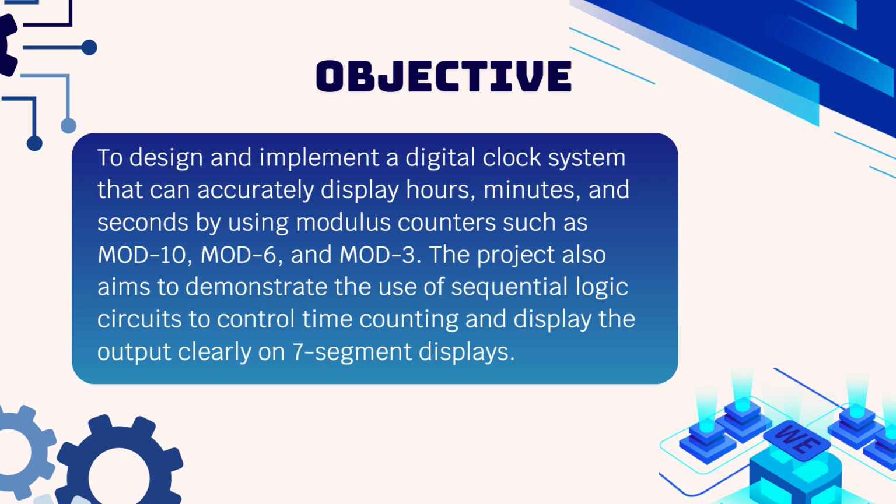Objective, as we can see here, is to design and implement a digital clock system that can accurately display hours, minutes and seconds by using modulus counters, such as modulus 10. It will count from 0 to 9 and reset. Modulus 6, same, from 0 to 5 and then reset. And lastly, modulus 3, 0 to 2 and reset, often used for the hours tens digit in a 24-hour clock.